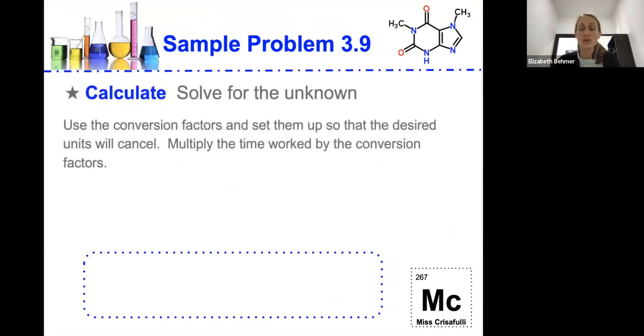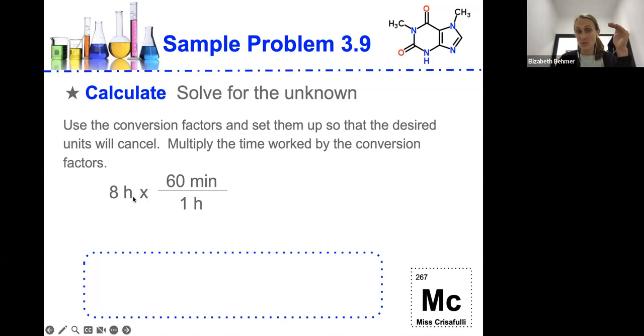So we'll solve for the unknown using the conversion factors, setting them up so that the desired units will cancel, and then we'll multiply the time worked by the conversion factors. So let's set this up. 8 hours times our first conversion factor of 60 minutes per 1 hour. And we always need to set up the ratio so that the units will cancel.